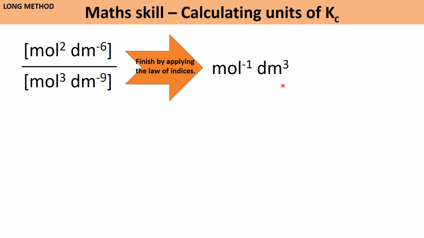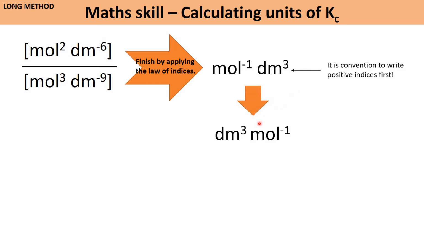Now there's one final thing that we need to do here to tidy this up. There is a standard way of writing indexes, which is that the most positive always come first. We can see that this is a positive number, this is a negative number, so we're going to put this value first. It's the convention to write that first. So we've got dm cubed mole to the minus 1. That's our final units in this case.